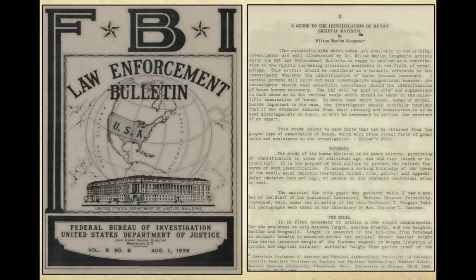So let's talk briefly about the origins of forensic anthropology. While there are some early practitioners like Thomas Dwight or George Dorsey, forensic anthropology really started to become more mainstream, at least within the law enforcement and medical legal death investigation communities, following Wilton Krogman's 1939 publication of A Guide to the Identification of Human Skeletal Material in the FBI Law Enforcement Bulletin.